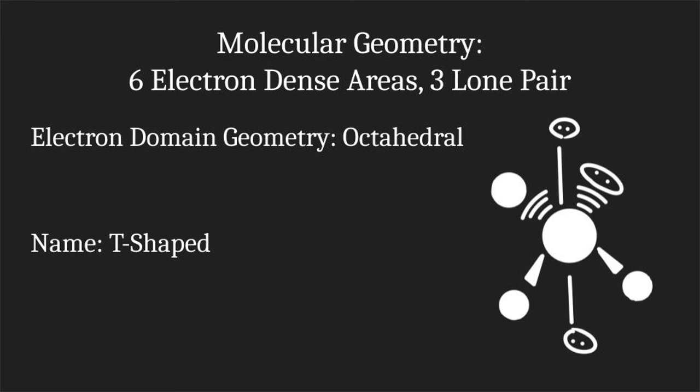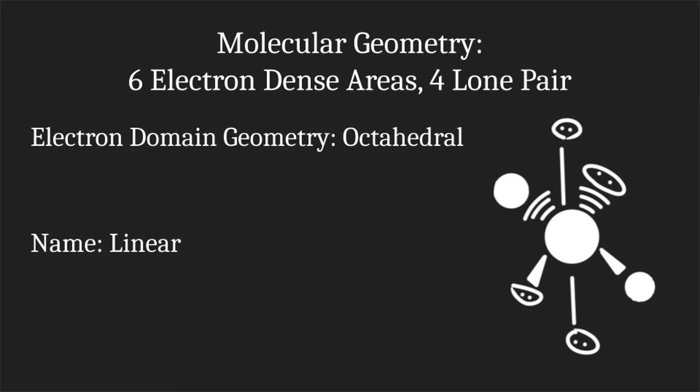So, when there's 6 electron domains and 3 lone pairs, this is going to take a T-shape, very similar to when there's 5 electron-dense areas and 2 lone pairs. And lastly, we are back to linear, if there are 6 electron-dense areas and 4 lone pairs, as to minimize repulsion, the atoms will be completely straight apart from each other.